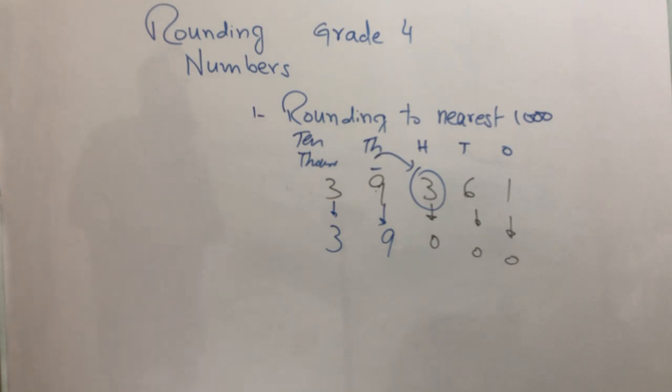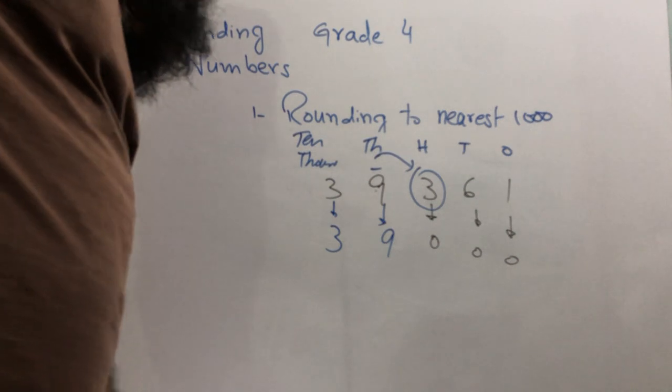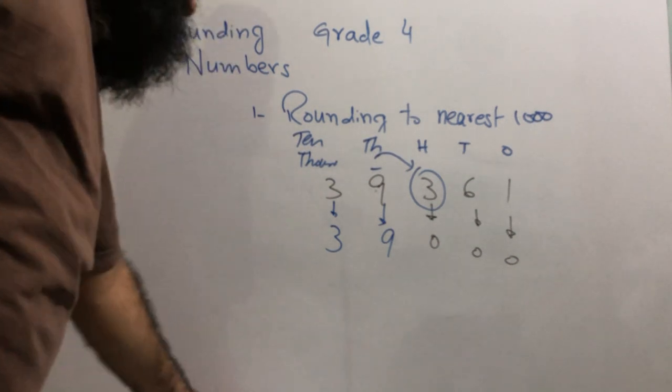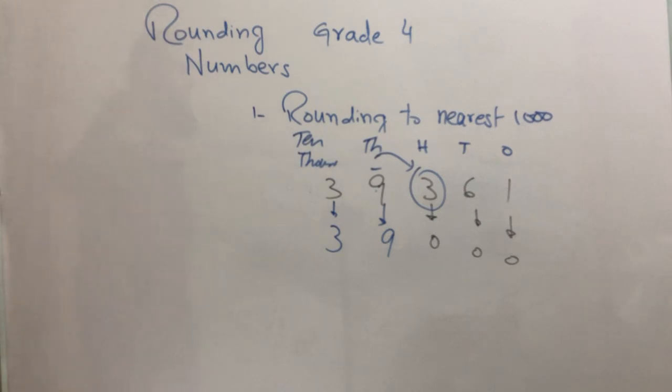The original number was 39,361. When we decided to round it to the nearest thousand, we applied the rules and got the answer 39,000. By this way we have done several examples for you to understand how to do rounding to the nearest 10, how to do rounding to the nearest hundred, and how to do rounding to the nearest thousand.